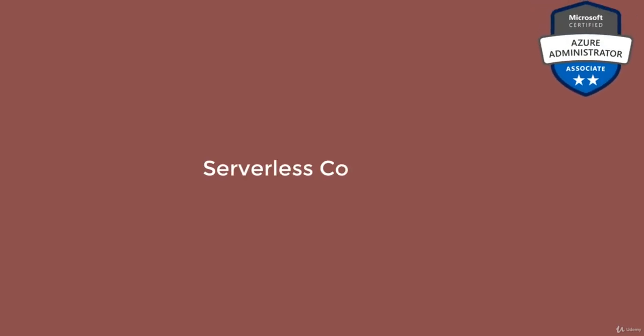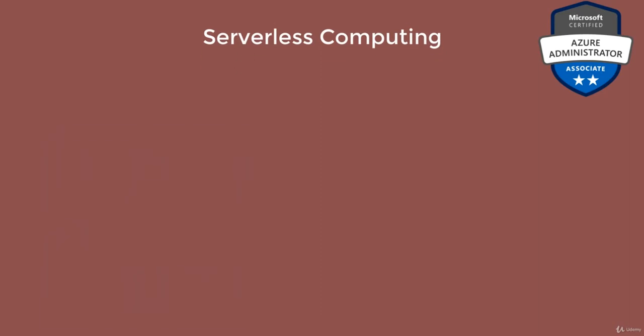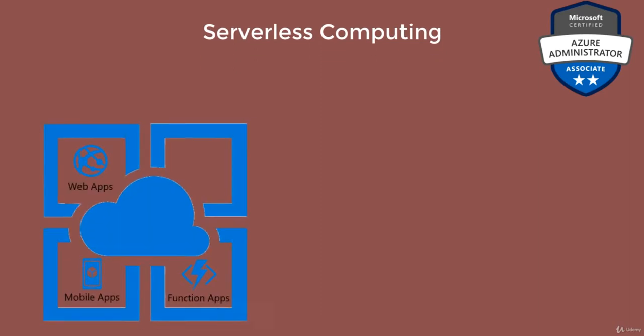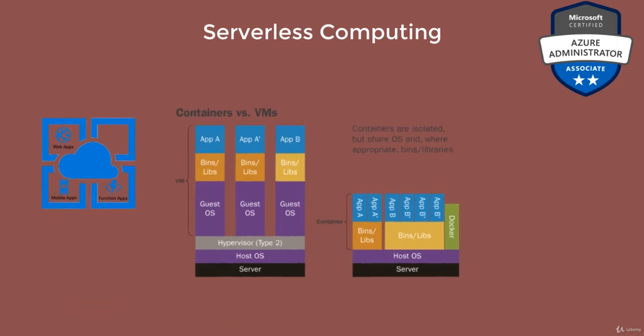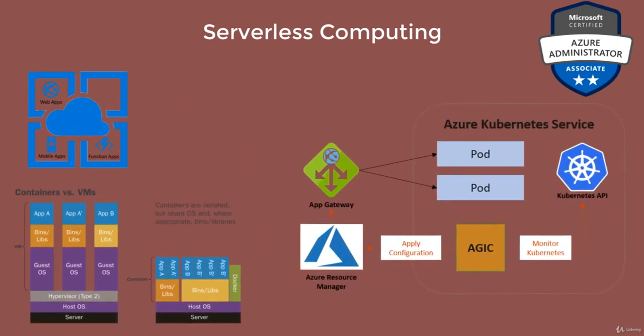This module is about serverless computing. This is where we learn and understand about app services, containers versus virtual machines, and how to host web applications in Azure Kubernetes services. We'll also understand the architectural aspects of Kubernetes and how the various entities in Kubernetes work with each other to provide an enterprise scale web application. Let's get started with app services.